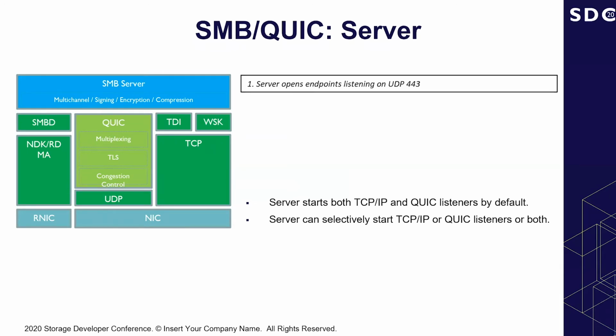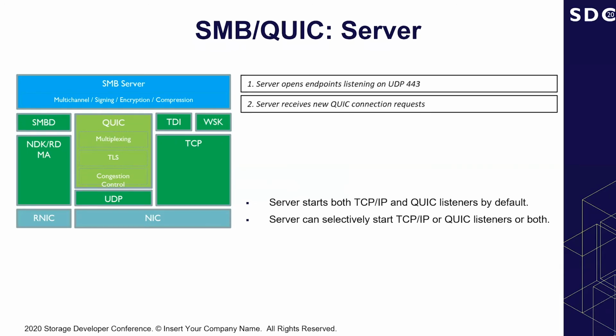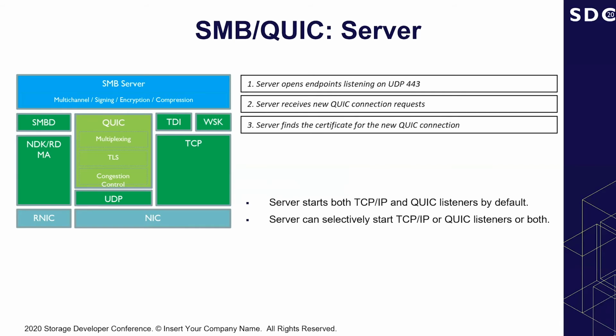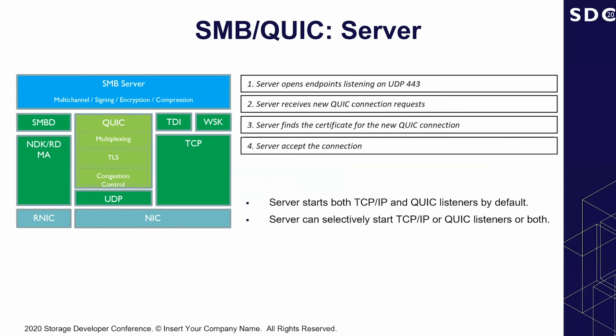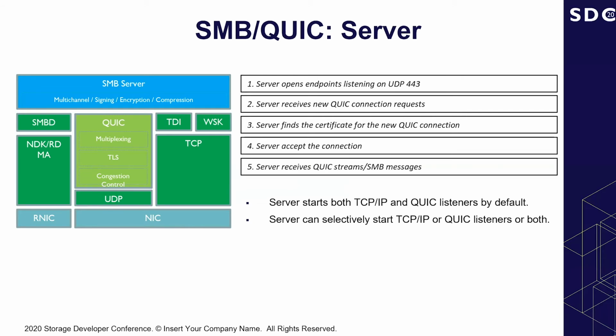On the server side, the server will start all the listeners on UDP port 443. When it gets a connection request, it finds the certificate for the new QUIC connection, provides it to the QUIC layer, and accepts the connection. And then the exchange starts. So the server starts both TCP and QUIC listeners by default. But if we want to configure it in such a way that you want to start only TCP listeners, that's also possible.